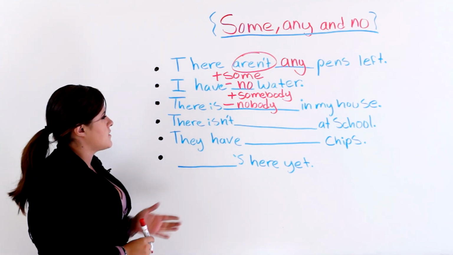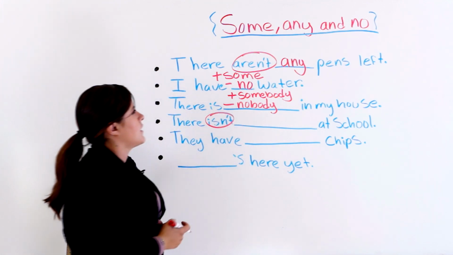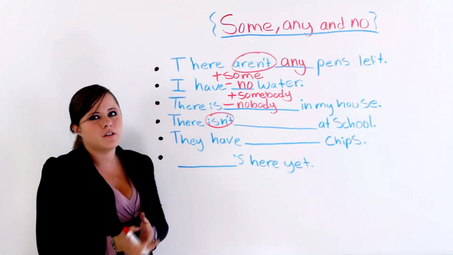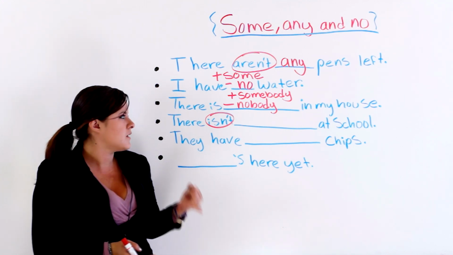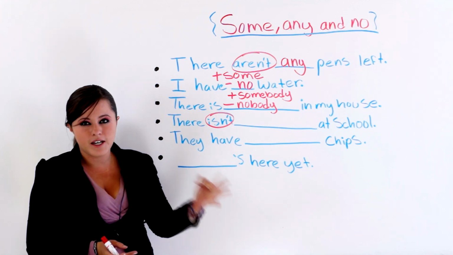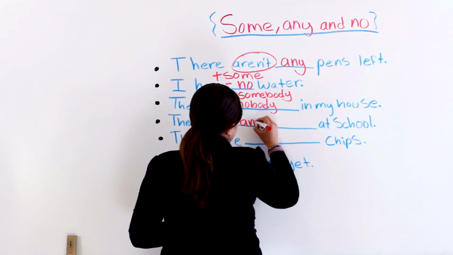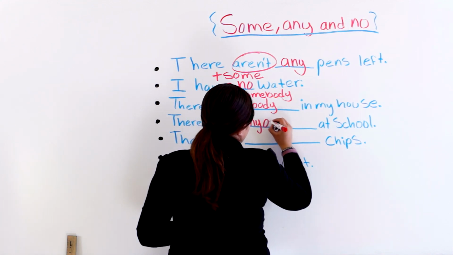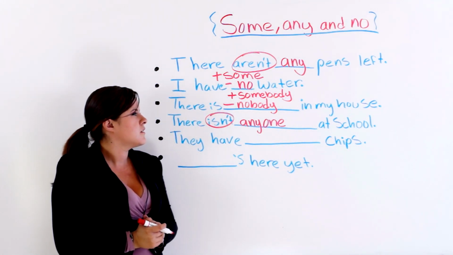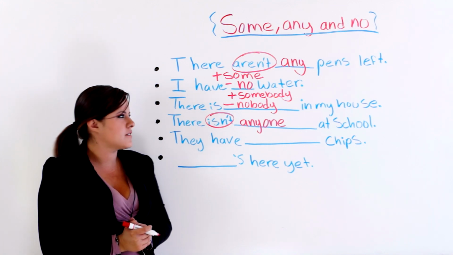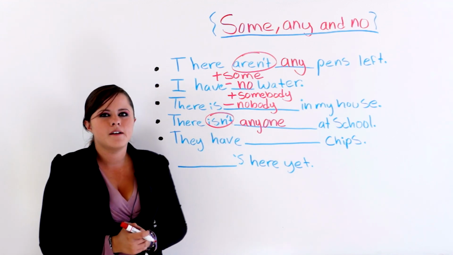Next one. There isn't. We have a negative statement. So we already know which one we're going to use, right? Because some is for affirmative statements. No is for negative statements, but doesn't need a negative auxiliary. So we're going to use any, right? Any. There isn't anyone at school. Okay? Or there isn't anybody at school. Okay? You can't make it affirmative since we already have the negative auxiliary.